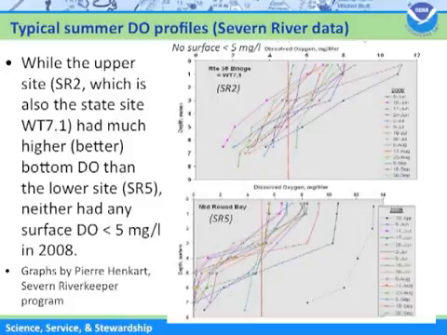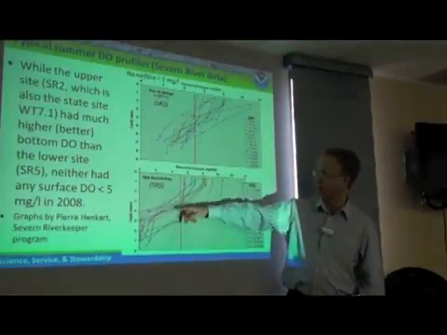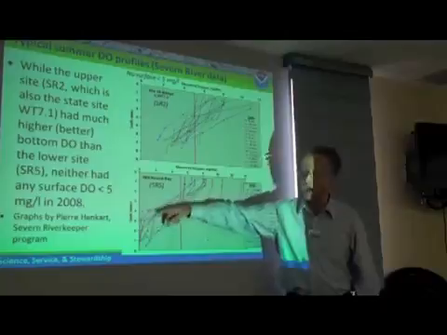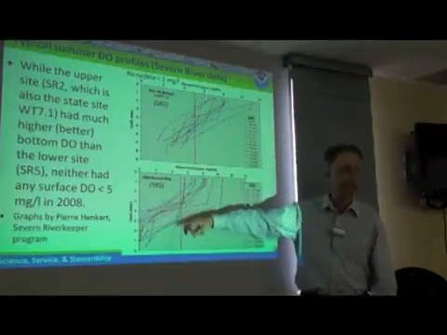But these are from the Severn River. Pierre Hencart made these graphs, and they have depth on the y-axis and dissolved oxygen concentration on the x-axis, and the red line is at 5 milligrams per liter. You can see that at both sites there were no surface values below 5 milligrams per liter. There was a very strong pycnocline, especially at the mid-bay site, SR5, where there was a dramatic drop in dissolved oxygen below somewhere around 3 or 4 meters.